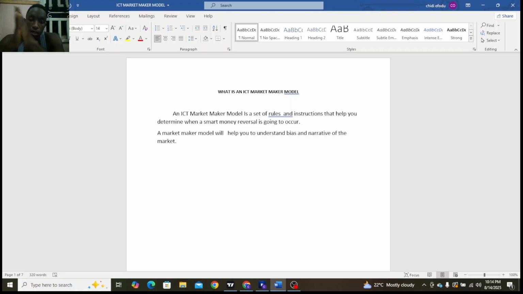What is an ICT market maker model? An ICT market maker model is a set of rules and instructions that help you determine when a smart money reversal is going to occur. A market maker model will help you understand bias and narrative.